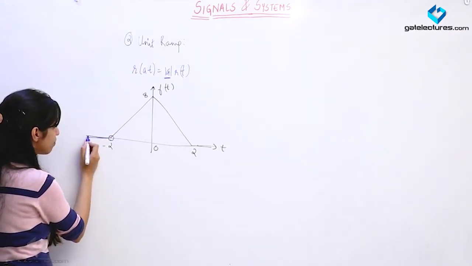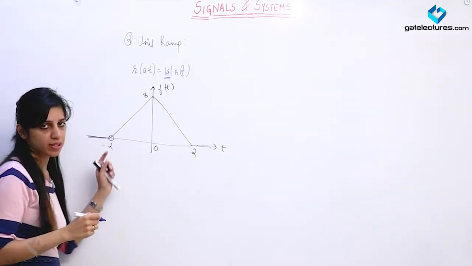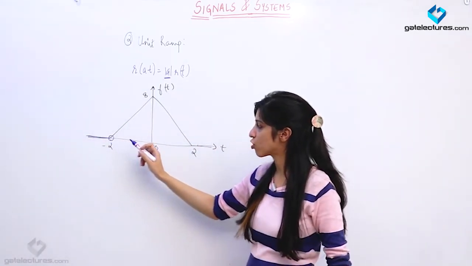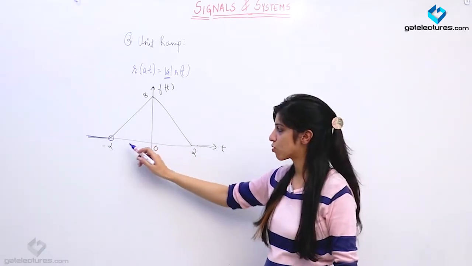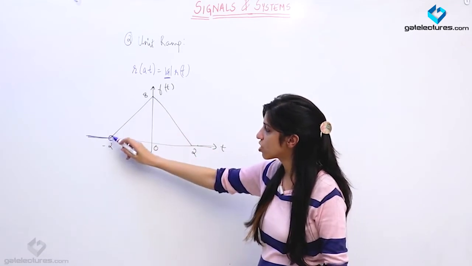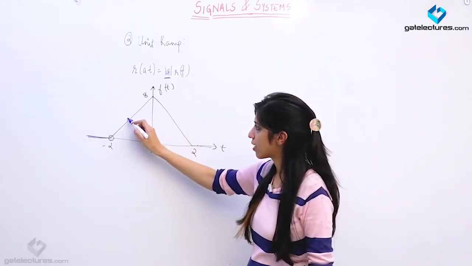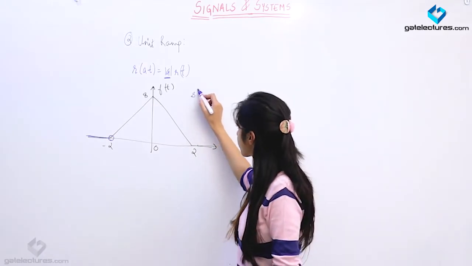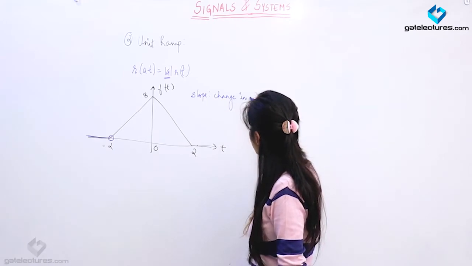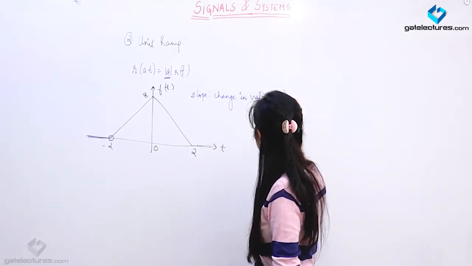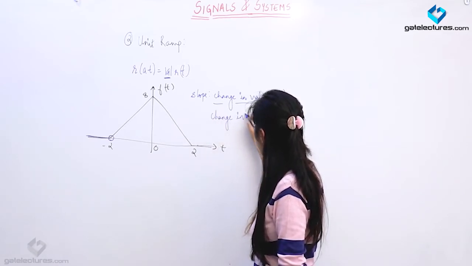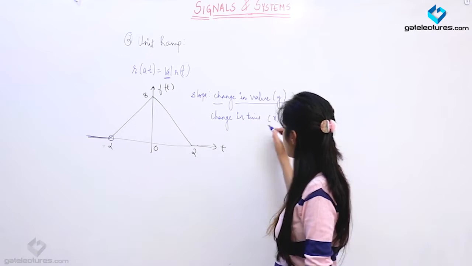See, the slope of the line before this point was 0, because it was along the x-axis. There was no change in y, so the slope of the line before this point was 0. After this point there was a change in slope. What is the slope of the line? How do you calculate slope anyway? Slope is the change in value, that is basically change in y upon change in time, which is basically change in x-axis.